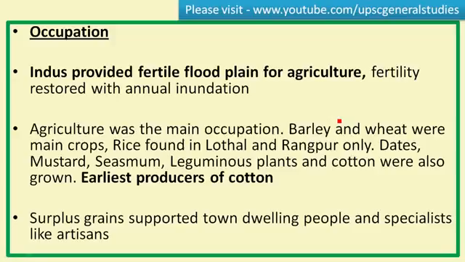Agriculture was the main occupation, and the main crops were barley and wheat. And the most important thing is that Harappans were the earliest producers of cotton. This may be a prelims question. They were the earliest producers of cotton. It was previously asked also. Cotton was grown in Harappan civilization, and was combined with other options in the question. Be careful while writing the answer.